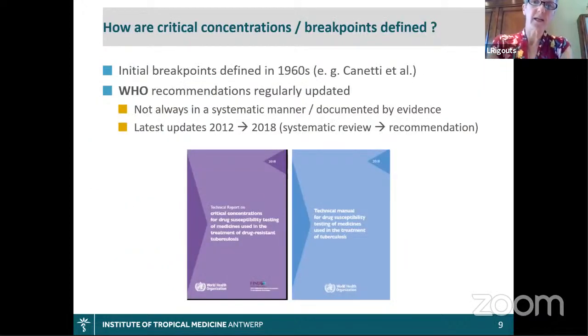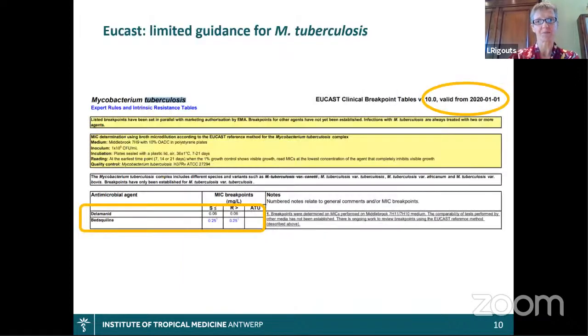So how are the critical concentrations and the breakpoints defined? In the early 1960s, Canetti and colleagues published some important work on this, and they defined the critical concentrations based on clinical observations. But the WHO has regularly updated these recommendations, and the latest updates are from 2012 and 2018. In 2018, this was based on a systematic review of literature data. Based on that, some recommendations were made, but not for all drugs. They were not all revised. So there are still some gaps.